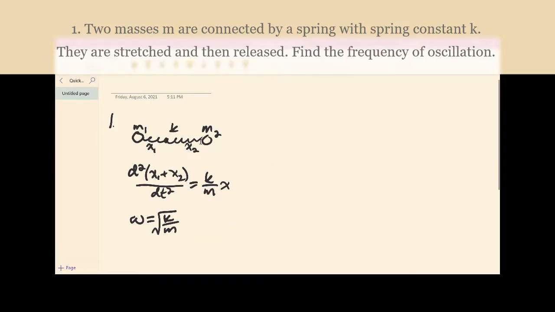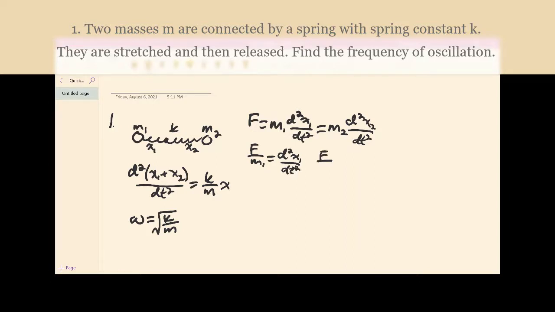Okay, so now if we look at these two masses, we see that there is the same force, let's call it F, acting on both of them. The force acting on both of these masses has to be F, which is m1 times d squared x1 over dt squared, the acceleration. And this has to be equal to m2 times d squared x2 over dt squared. So then we get that F over m1 is equal to d squared x1 over dt squared. Similarly, F over m2 is equal to d squared x2 over dt squared.